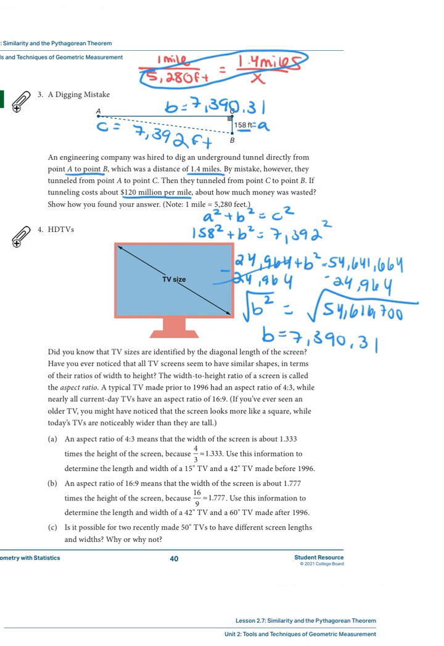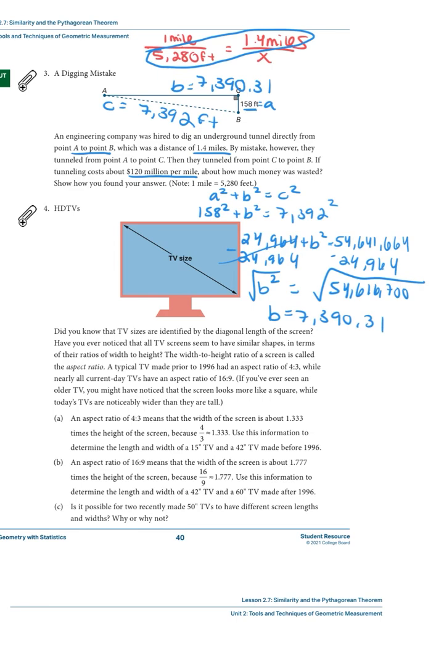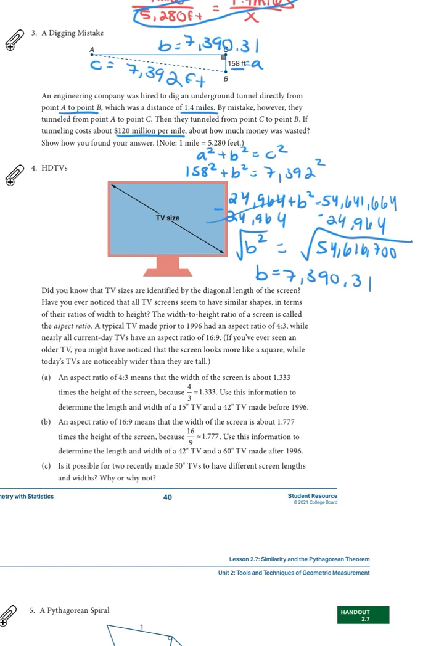Okay. So then I want to know how much money was wasted. So I know that from A to C, it was 7,390.31, plus from A to B was 158. And whenever I add those two together, oh my god, hopefully you guys can't hear the dog barking outside. I get 7,548.31 feet. So that's how much the total from A to C and C to B is, right?